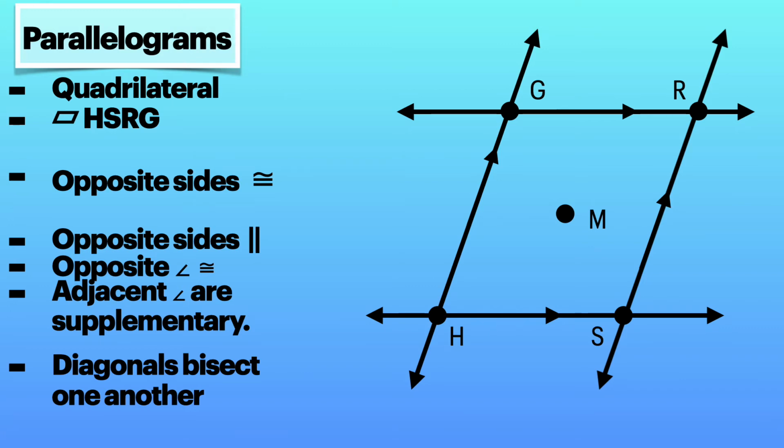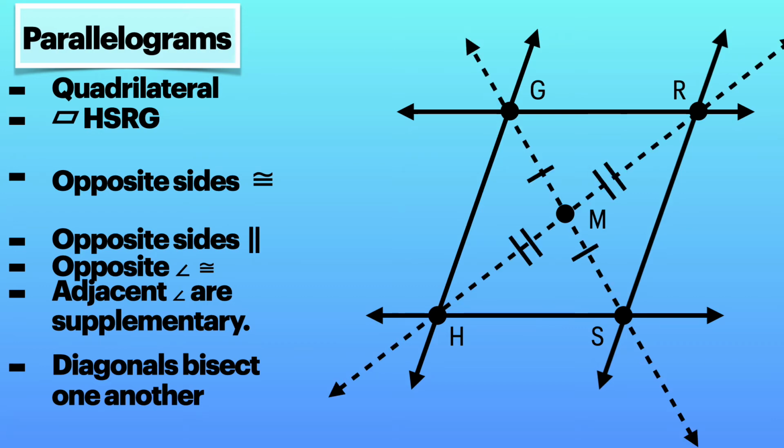Lastly here is that our diagonals bisect one another. And what I mean by that is when they cross, they hit each other at their own respective midpoints. When segment GS intersects segment HR, they hit at point M, which is in the middle of those two segments. So in this example here, we can see that HM is congruent to MR, and separately, with a different measurement, GM is congruent to MS.